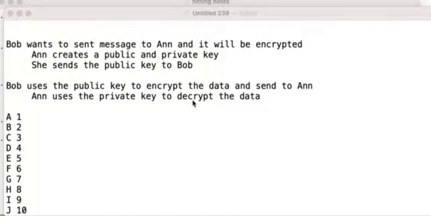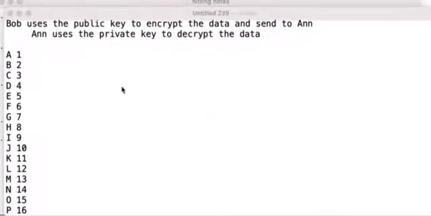decrypt the data. Now don't forget to use these same values. A is 1, B is 2, C is 3, and so forth.